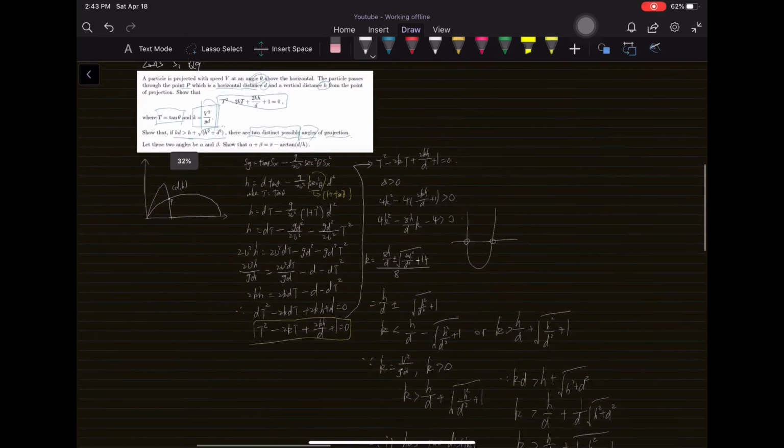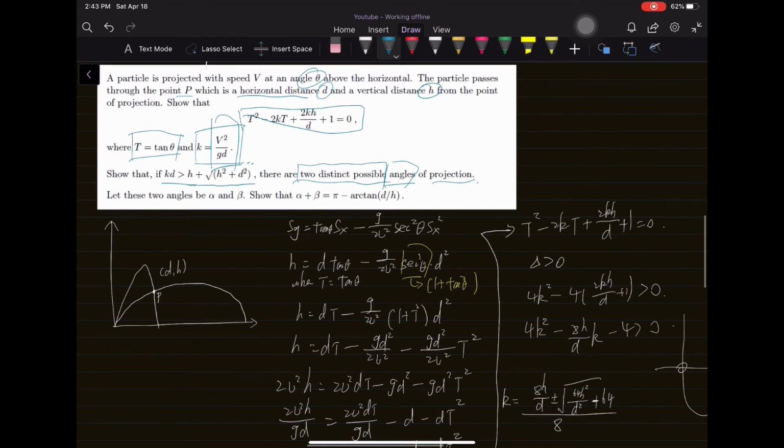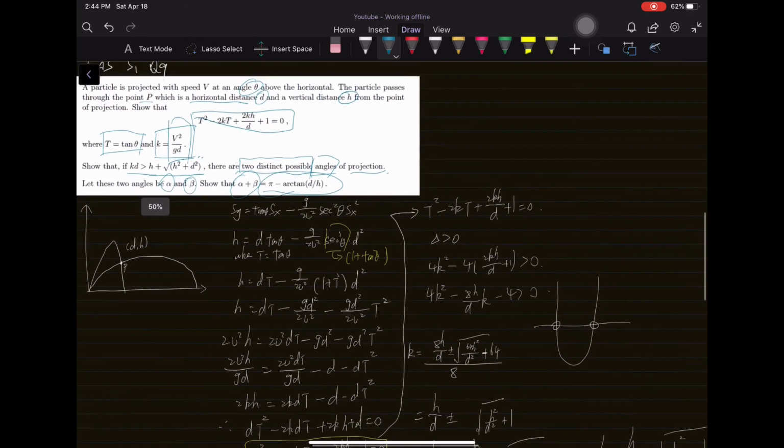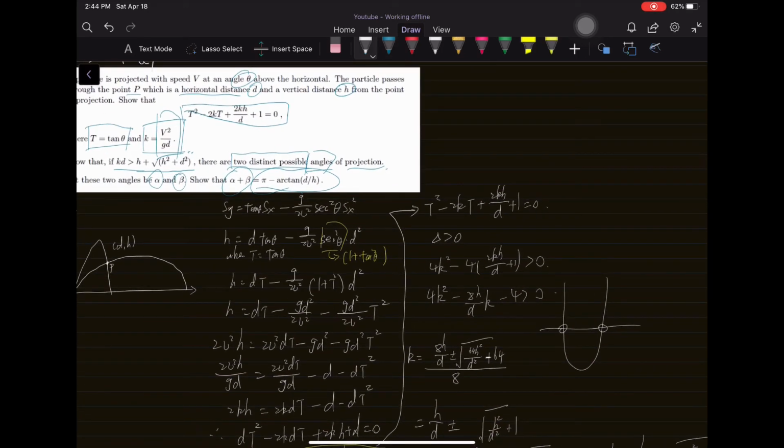The last question says let these two angles be alpha and beta. Show that this holds. Oh, this is not going to frighten me, because now we know we want to find this, which means we want to find this, and we can find this just through the sum formula.